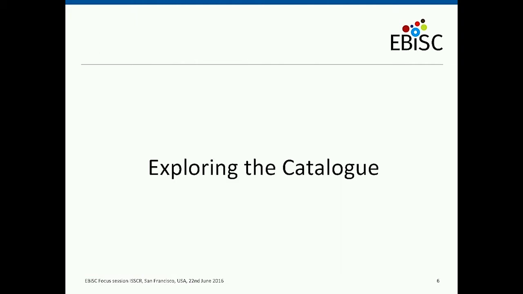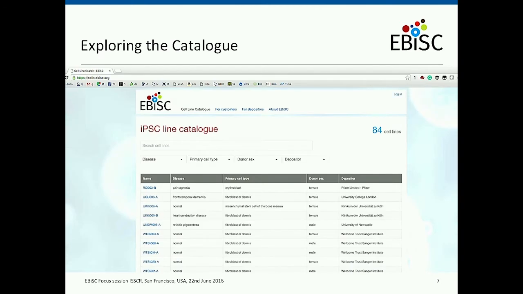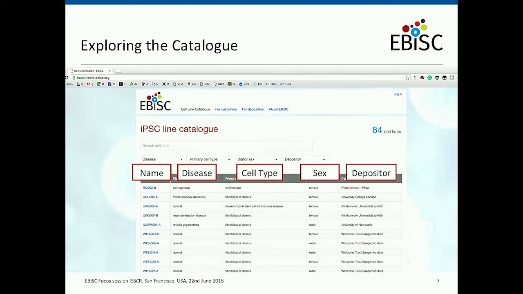So trying to find things in the catalogue itself, you can start with the table. The table itself has the name of each line, the disease association of each line, or at the moment I think the majority of our lines still have no disease association, so are labelled as normal. The cell type that was used to generate the line, the biological sex of the line, and the institution that created it.